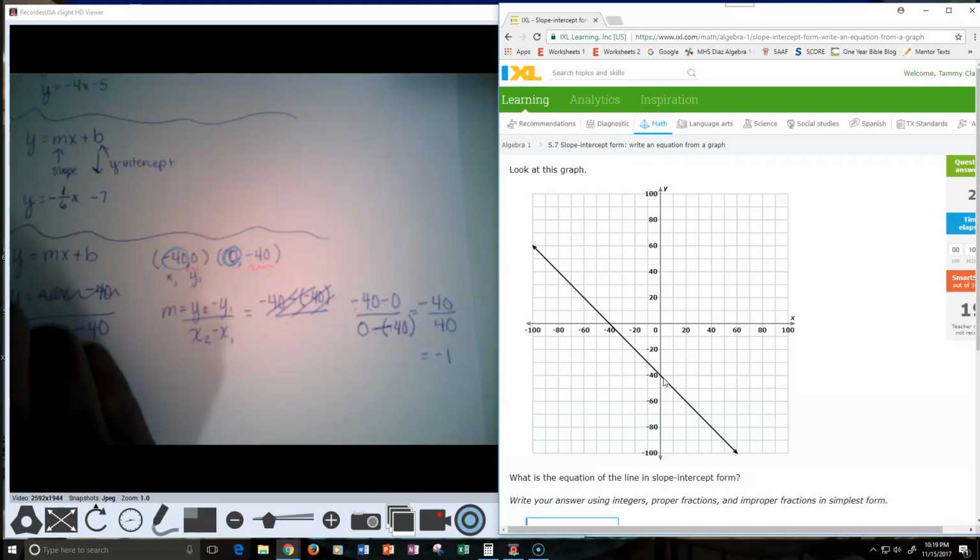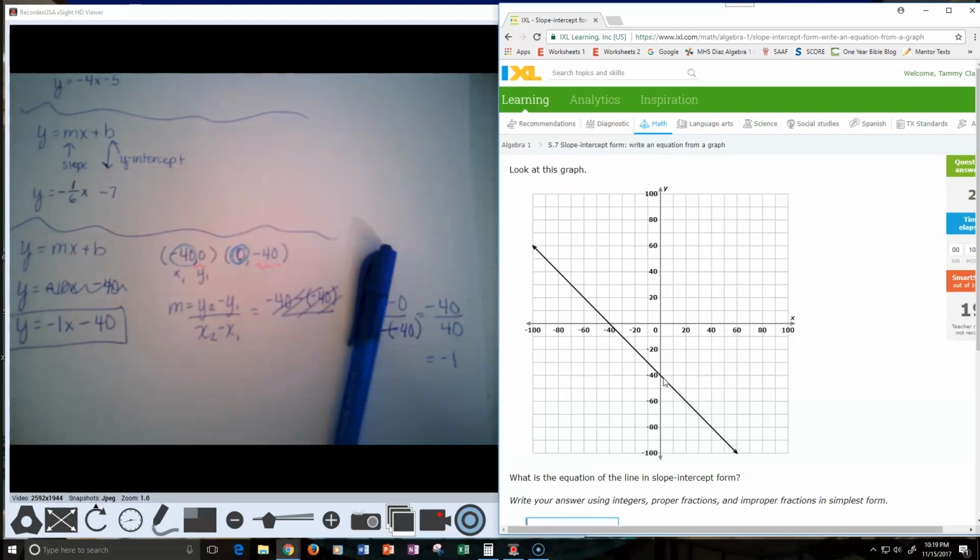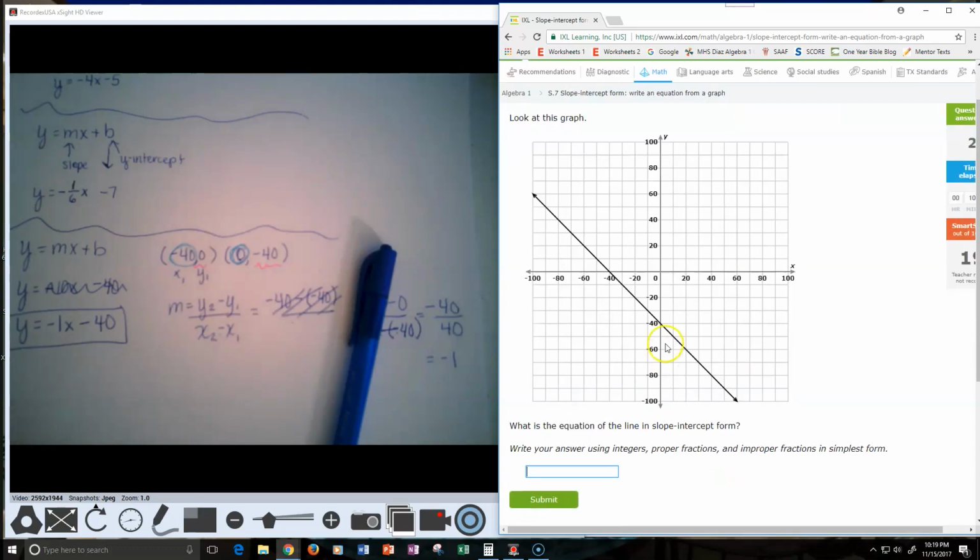That's why it's so important that you verify your answers. Just because you get an answer doesn't mean that it's right, as we can see. So let's go ahead and see here if I go from negative 40 down 1 to the right 1. That would be right. So y is equal to negative x minus 40.